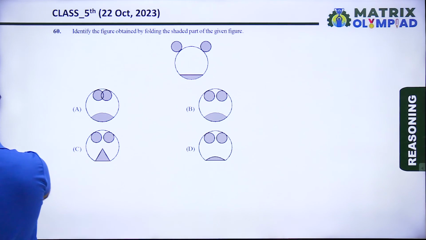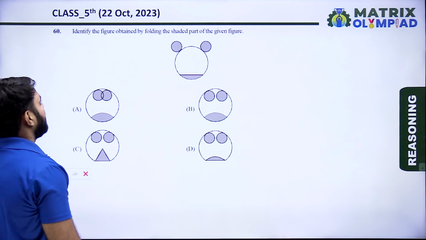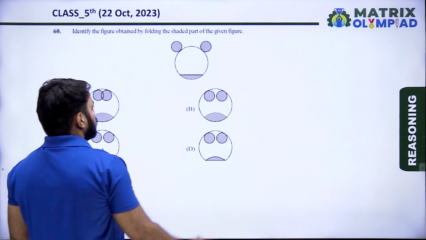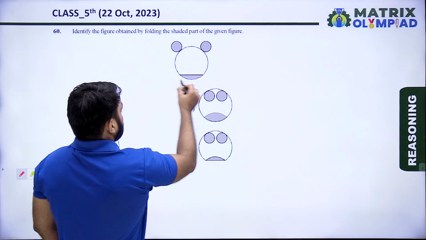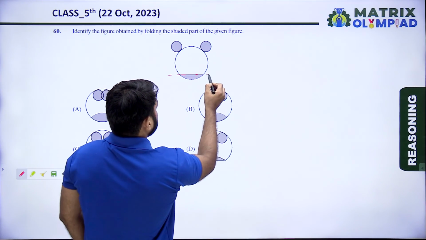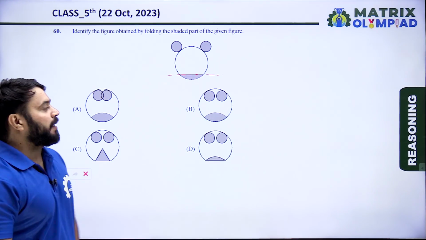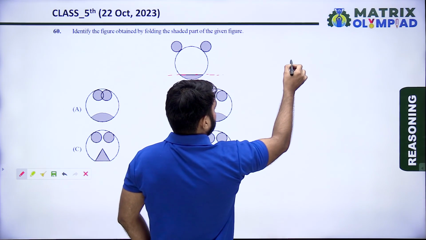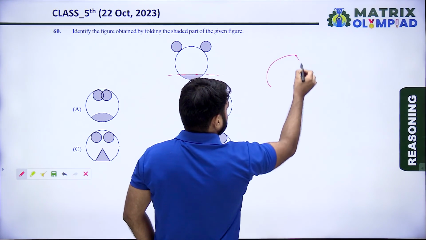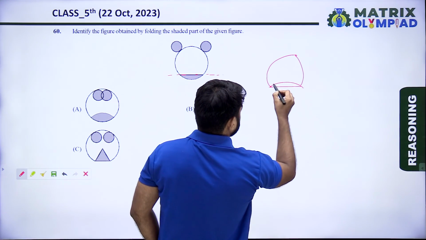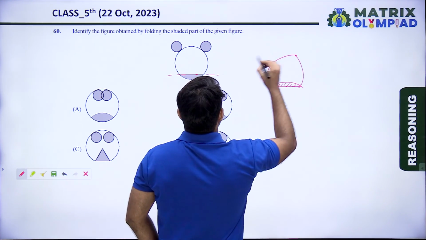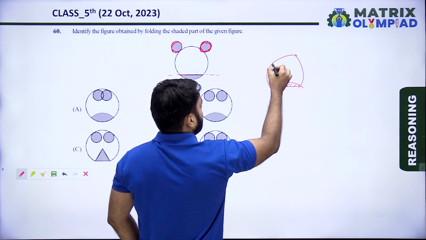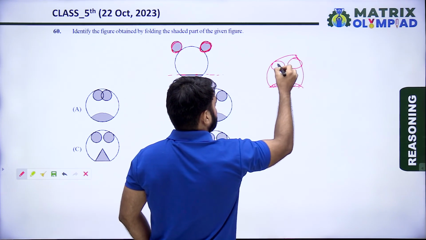So the next question is question number 60. Identify the figure obtained by folding the shaded part of the given figure. So find the figure when the shaded part is folded. So first, folding this part of the figure looks as follows. This is the shaded part. Now fold this part. So when we fold this part, it looks as follows.